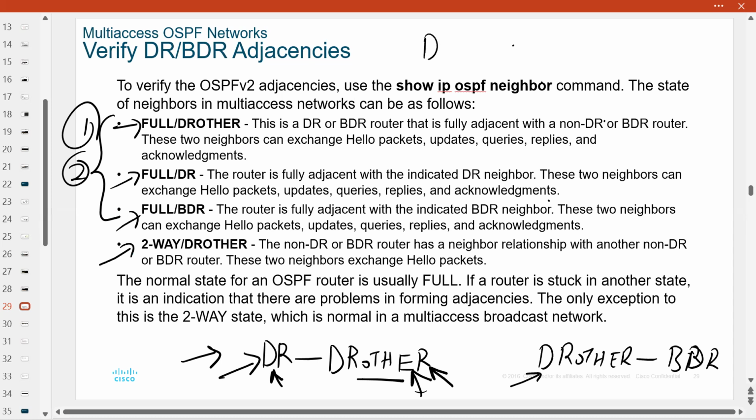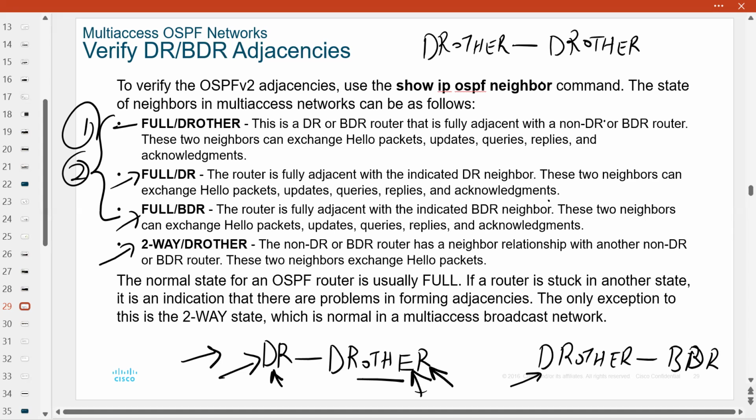Lastly, the other one, the two-way DR other. This is when a DR other is adjacent to another DR other, not adjacent. It's a neighbor DR other. That's where we get a two-way DR other. So when the non-DR or BDR router is a neighbor relationship with another non-DR or BDR router, these two neighbors exchange hello packets. All right. So these are adjacencies that we have.